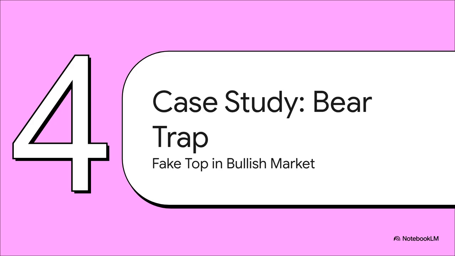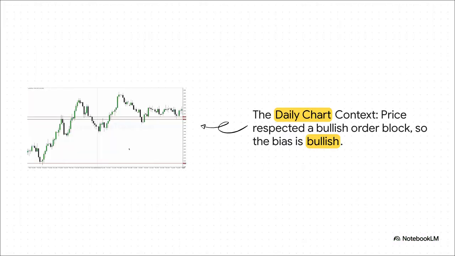Our first case study is a textbook bear trap, where what looks like a perfect topping pattern is actually designed to trick sellers in a market that's really bullish. So the most important step, always, is to start on the higher time frame. Here we have a daily chart of the British pound against the US dollar. You can see prices traded down into a bullish order block and found clear support. This is our big clue. It tells us the institutional order flow is pointed higher. The overall bias is bullish.